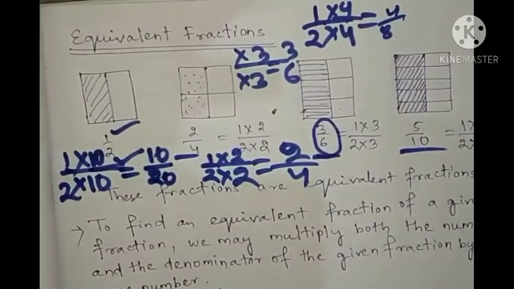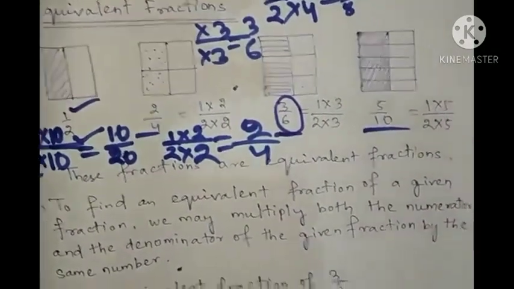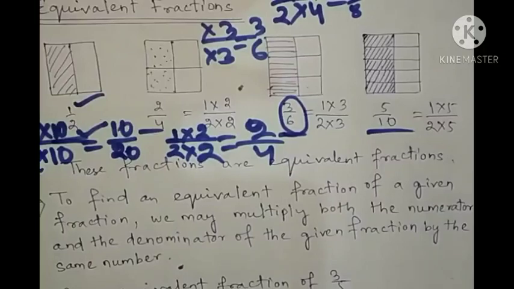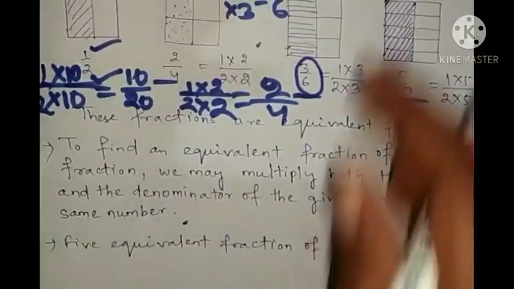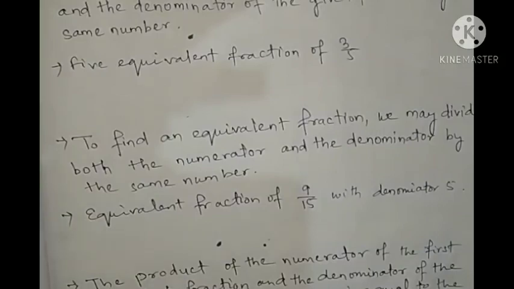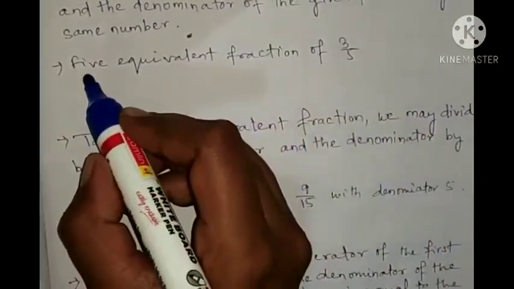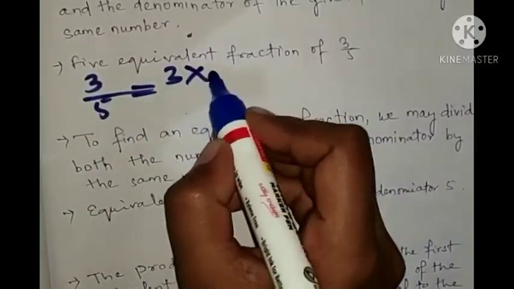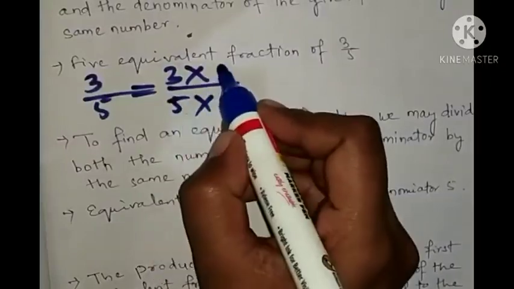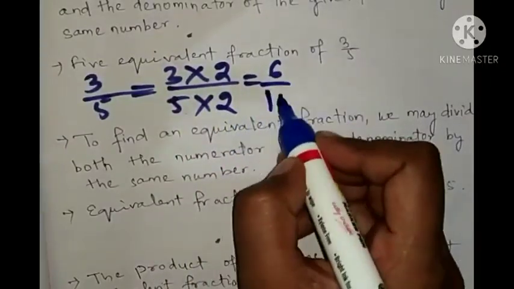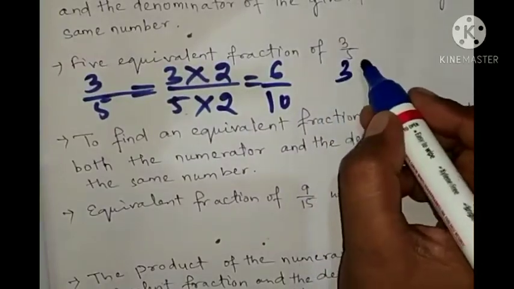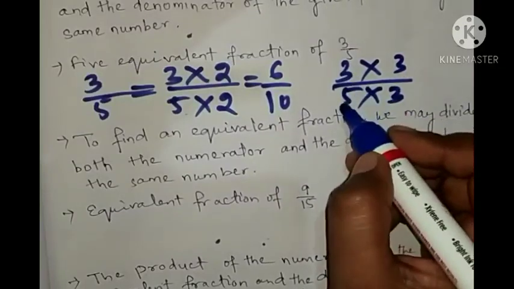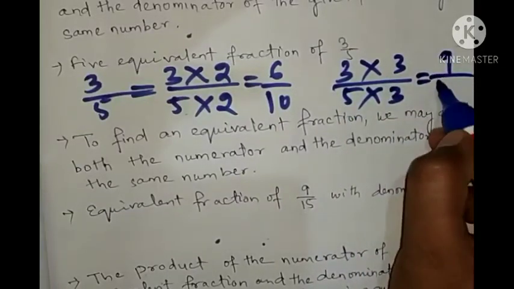So to find the equivalent fraction of a given fraction, we may multiply both the numerator and denominator of the given fraction. Okay. So here it is written, find equivalent fractions of 3 by 5. We have to find out 5 equivalent fractions. So 3 by 5, if I multiply numerator and denominator with 2, what will we get? 6 by 10. Like that, you can multiply 3 and 5 by 3, to both the numerator and denominator. What do you get? 3 threes are 9, 5 threes are 15.